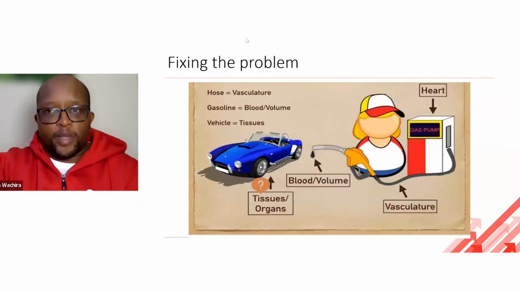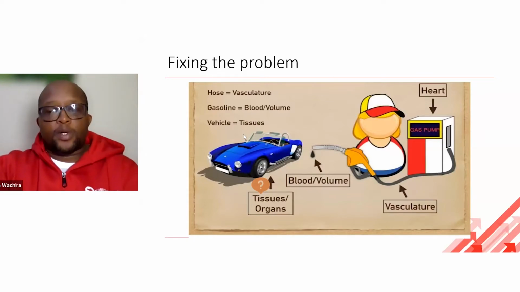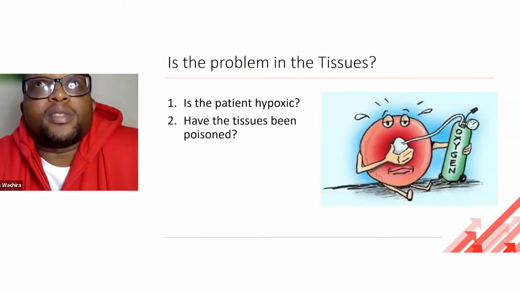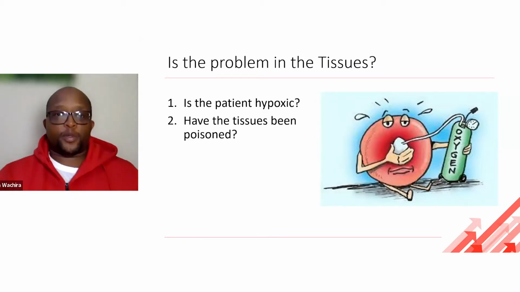Now, a tissue problem, okay? So we've discussed a lot of this high-flow state. We've discussed a heart problem, a blood vessel problem, a blood volume problem, but many people tend to ignore: is it a tissue problem, okay? The tissue problem comes in when the patient is just not getting enough oxygen. Are the tissues not getting oxygen? That's a tissue problem, okay? Or have the tissues been poisoned, okay? Cyanide, carbon monoxide. So they're getting oxygen, but they're not able to use that oxygen.